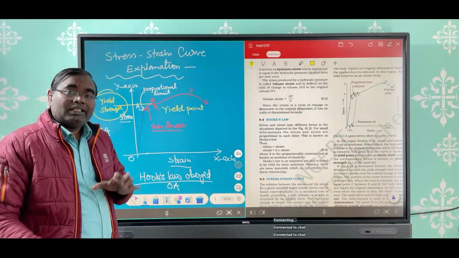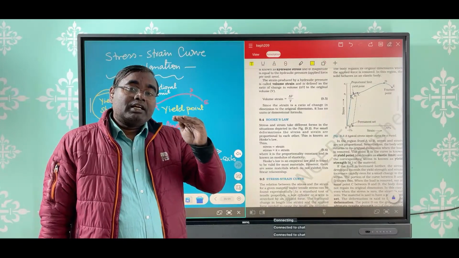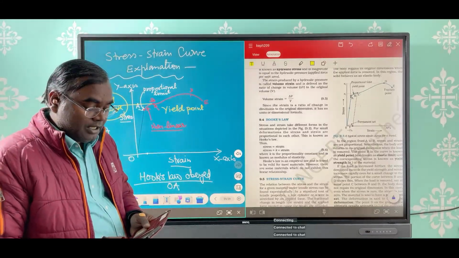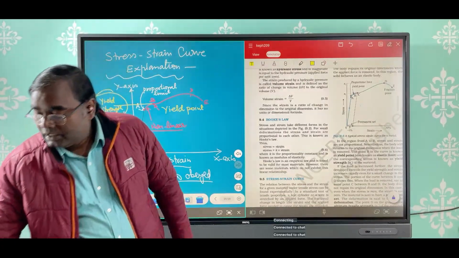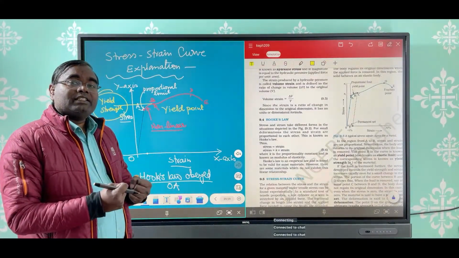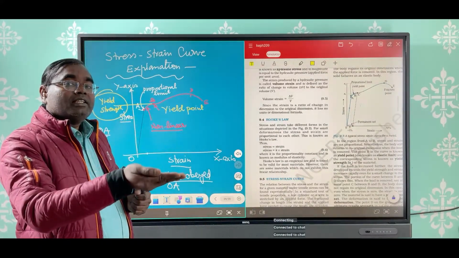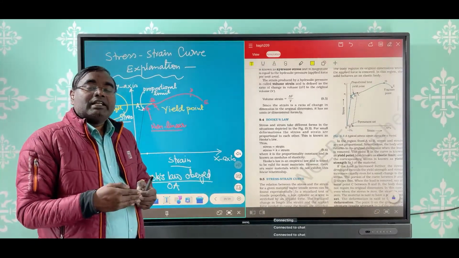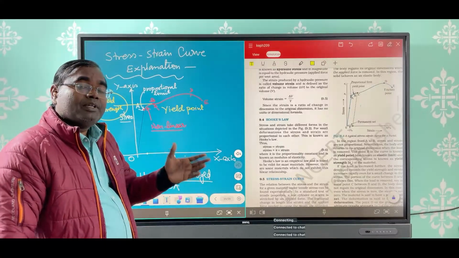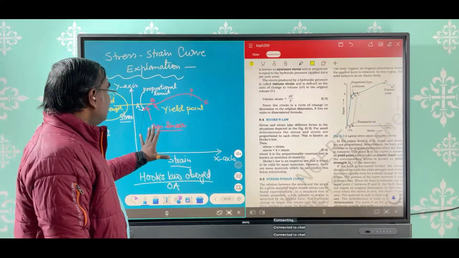Yield strength of the material means up to that limit the material has tolerability, up to B, that it will come back to its original shape, original dimension. That's why we can measure the yield strength of the material to know up to what extent the material can tolerate the stress and come into the original dimension when we release the load. Different materials have different yield strengths, and we can know and understand their limit. Okay, this is understood.